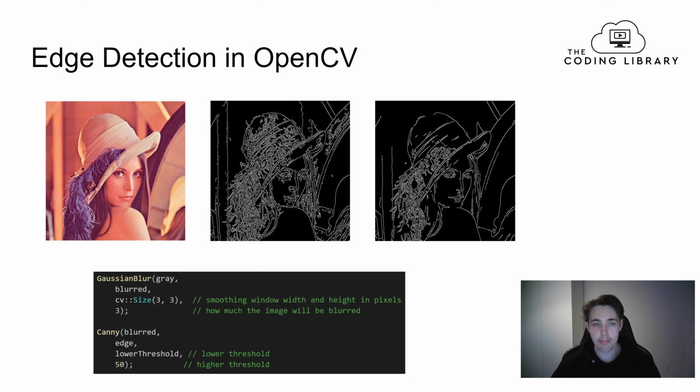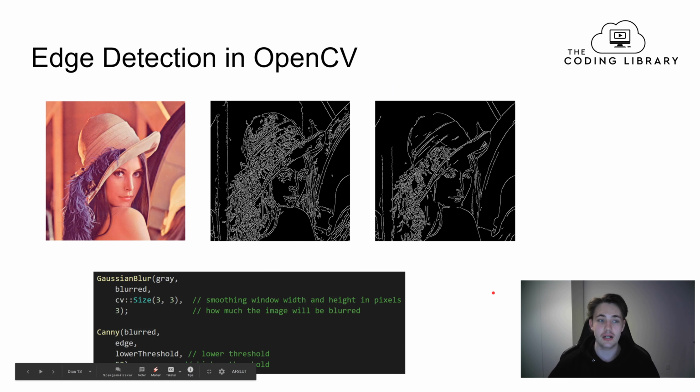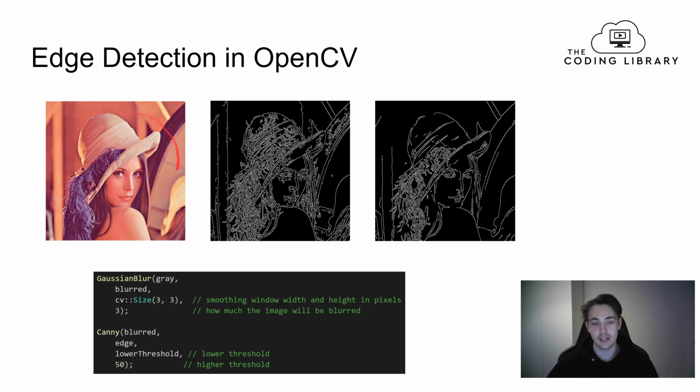We can also apply edge detection in OpenCV, and I'm going to show you how we can do it in code. So we have this original image over here to the left, and then we're applying edge detection with the Canny edge detection algorithm, and then we can play around with the threshold to filter away some of the edges that we don't really want in our image, because we only want to extract the most important information for different applications.